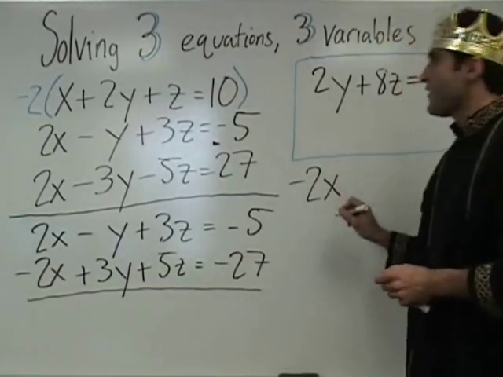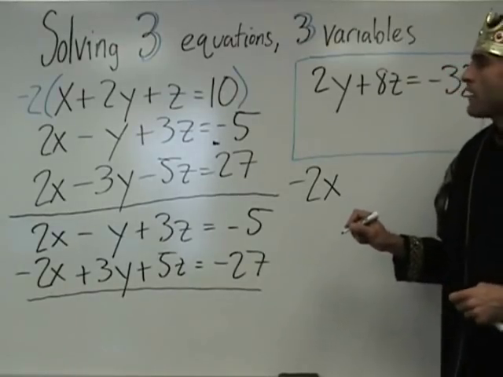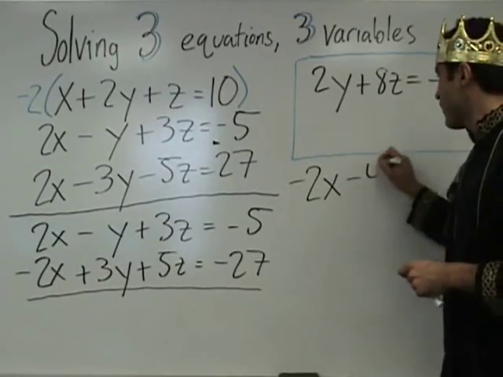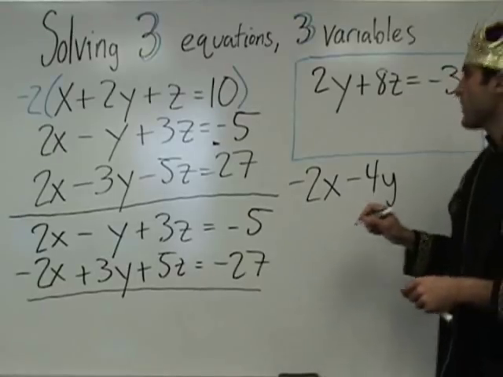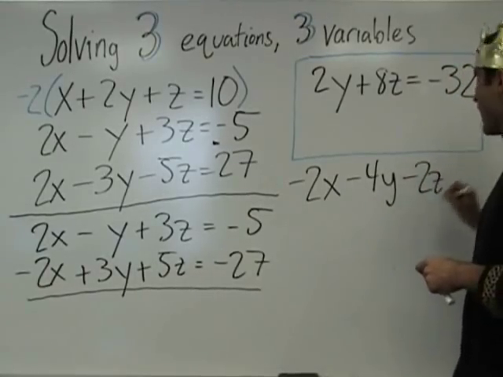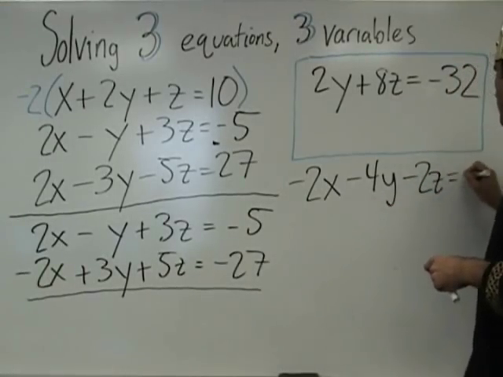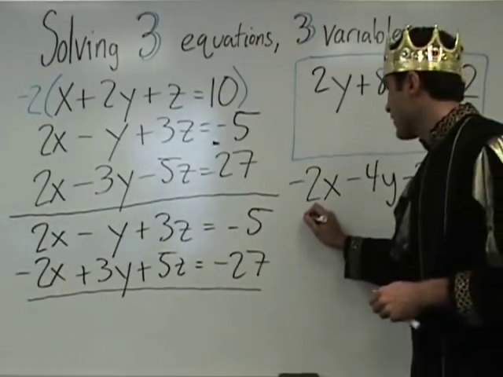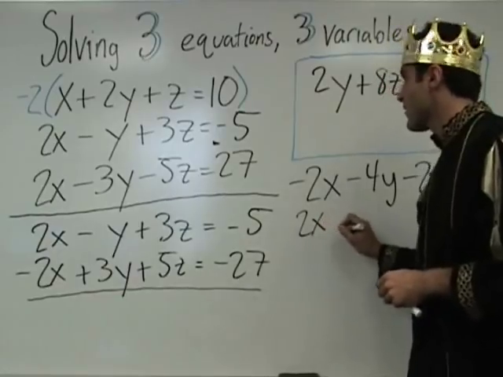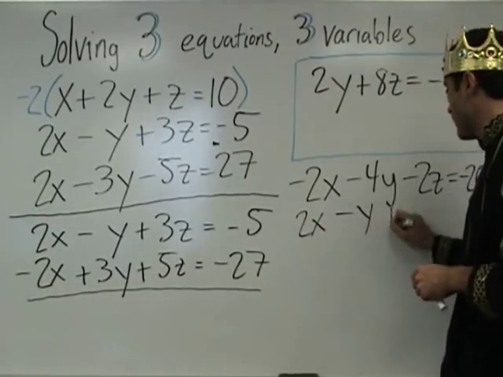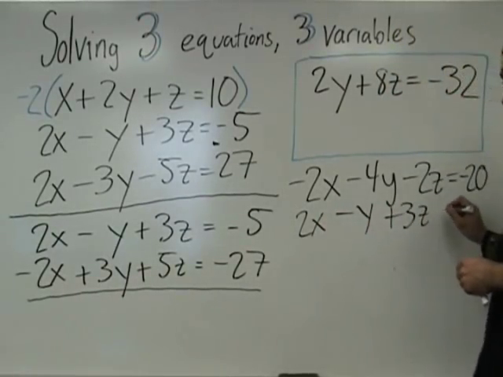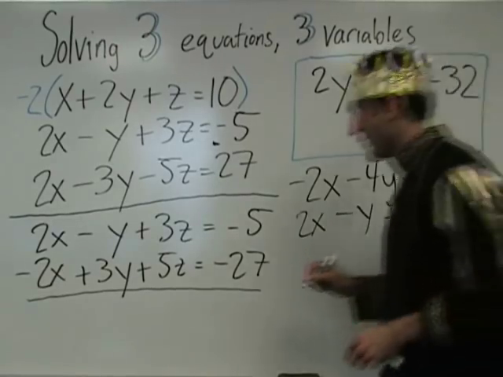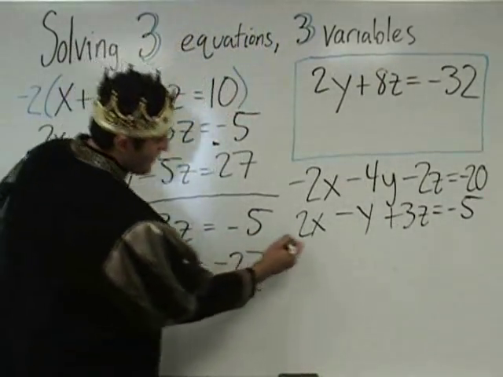-2x, minus 4y, minus 2z, equals -20. All right. And then rewriting the second: 2x minus y plus 3z equals -5. So add them up.